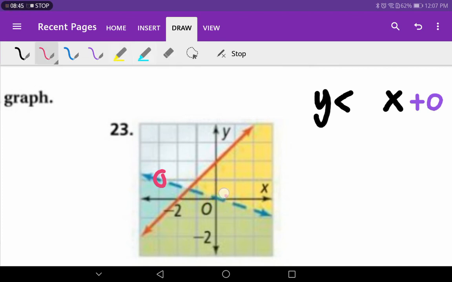It is 1 up, over 1, 2, 3 to the left. See, 1, 2, 3 to the left. You see, so to the left means -3. So we are done. Okay, so this is the first line.